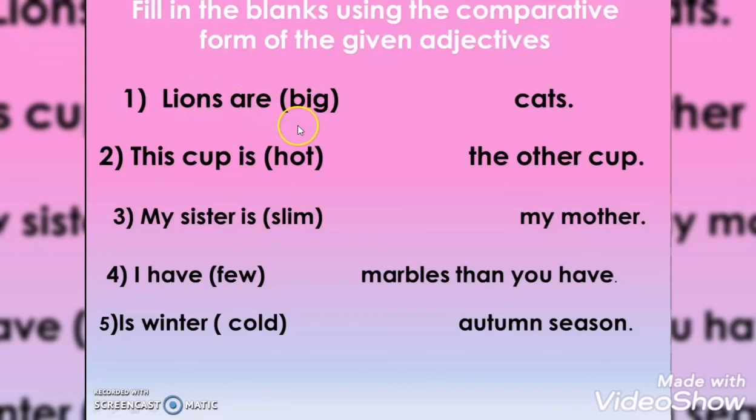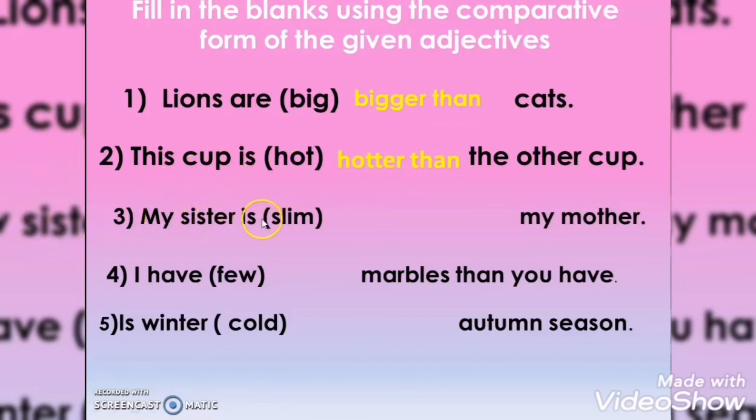Lions are big cats. So I'm comparing between lion and cat, and the adjective word is big. So how can I change it into the comparative form? Big becomes bigger. So I double the G and it becomes bigger than. This cup is hot than the other cup. So I'm comparing two cups and I use the adjective hot. Hot is consonant, vowel, consonant. So what should I do for the letter T? Before adding ER, I should double it. It becomes hotter than.